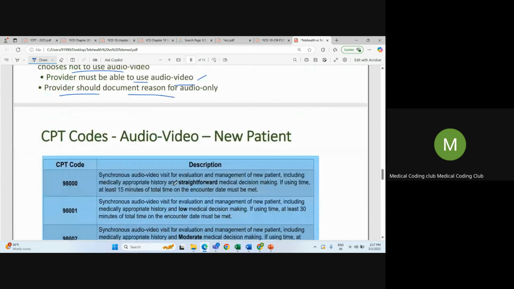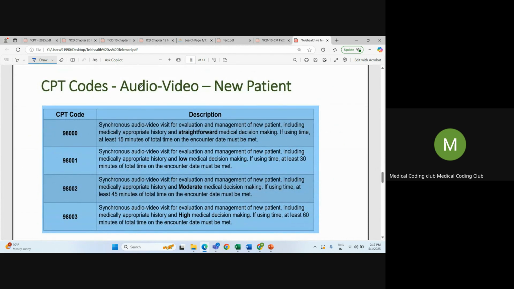Okay, next, you can just see the codes here. CPT codes, audio and video, new patient. So this is audio video, both utilizing synchronous, both audio and video. And if the patient is new, what are the codes we have? We have four codes: 98000, it is for straightforward MDM, and when using total time, 15 minutes must be met or exceeded. And then 98001, it is for low MDM, and at least 30 minutes must be met or exceeded.